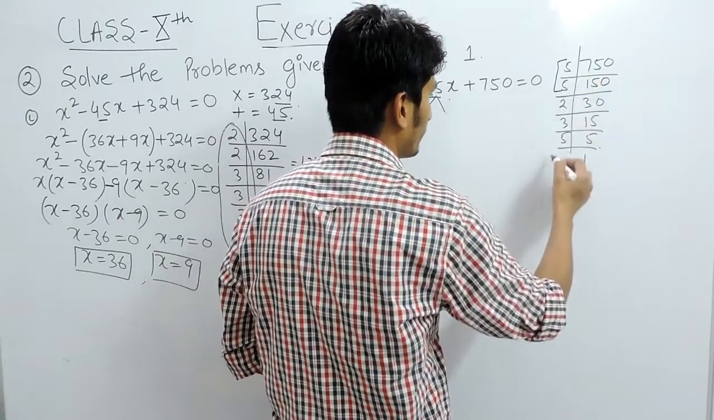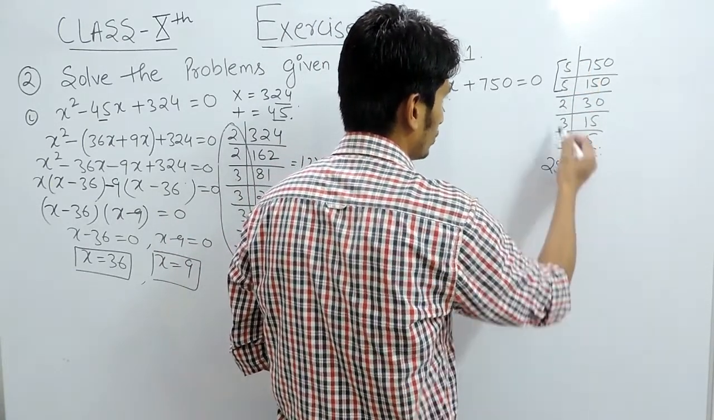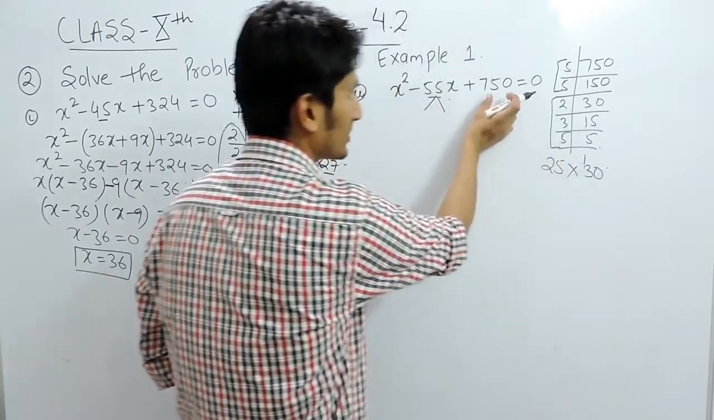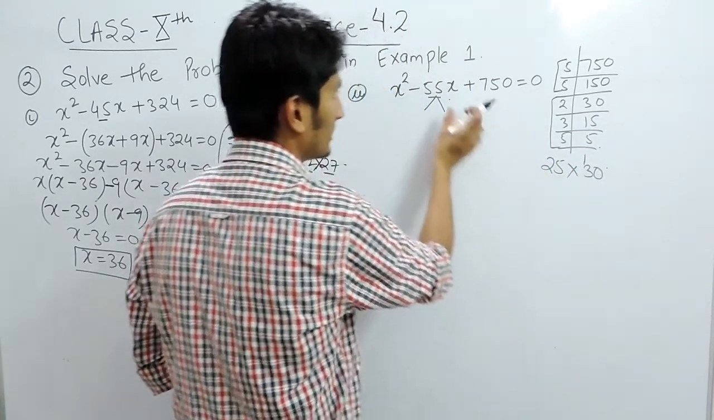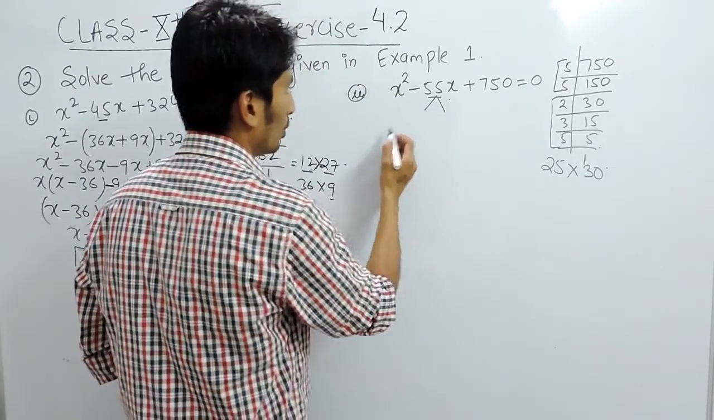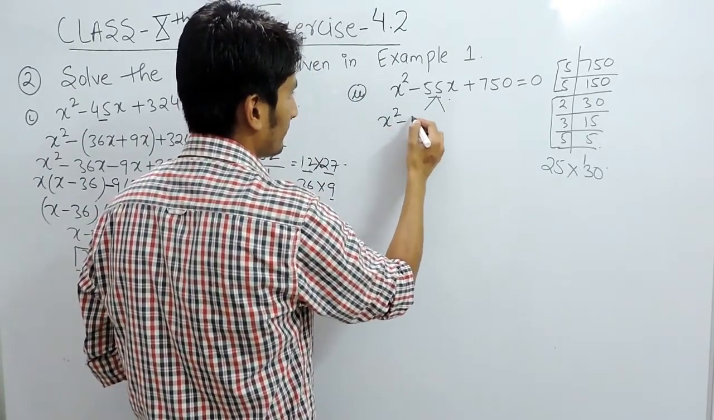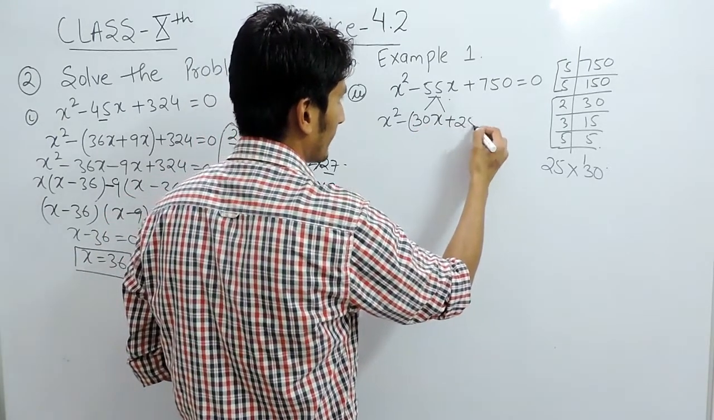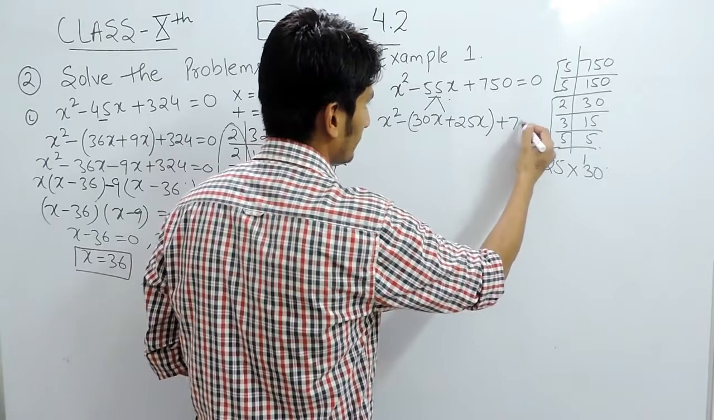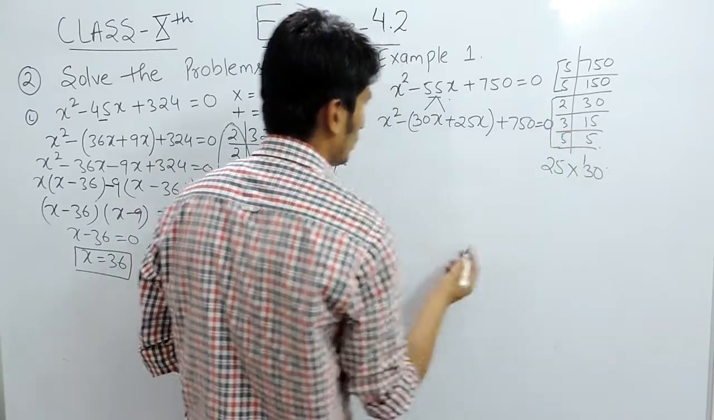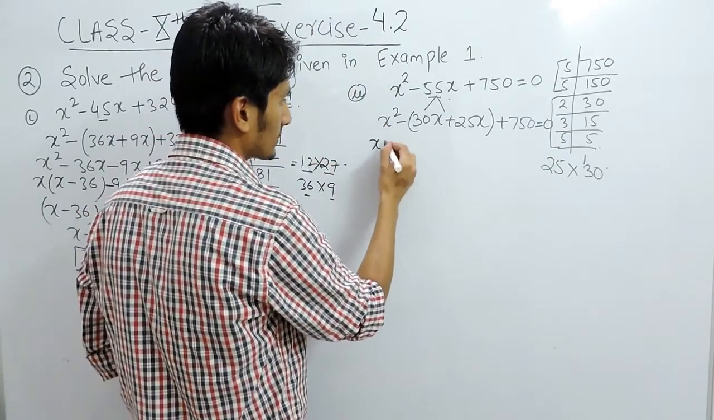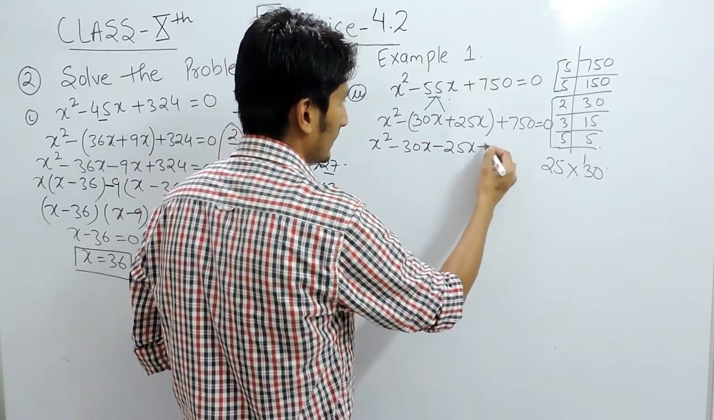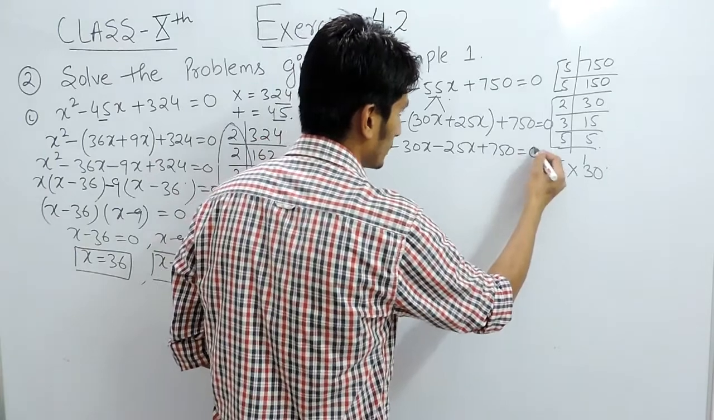So actually this is 25 into 30. Their multiplication is 750 and their addition is 55. So we can split 55x as 30x plus 25x, and plus 750 equals 0. Now you can open the bracket. So this is x squared minus 30x minus 25x plus 750 equals 0.